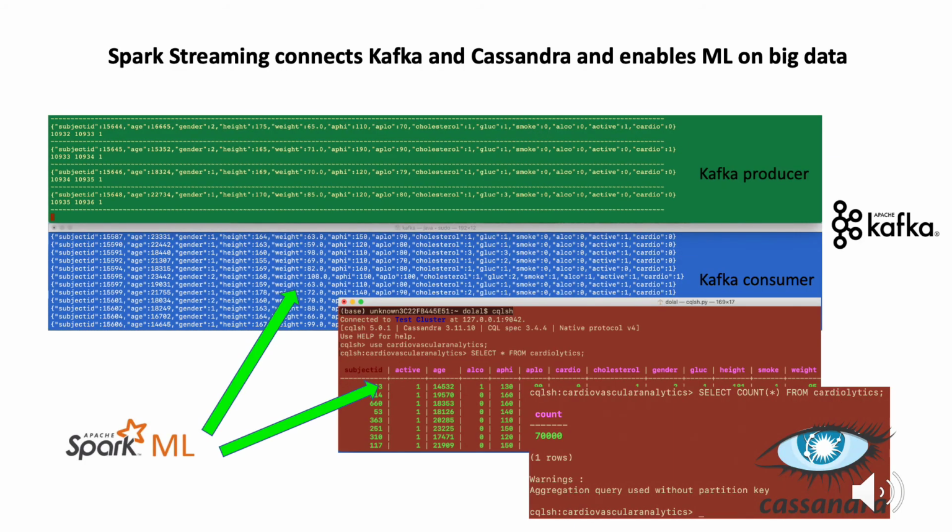The CSV formatted cardiovascular dataset is serialized as JSON events and sent to Kafka. The data is consumed from Kafka by Spark, which writes it to Cassandra for storage. Another Spark instance reads in the data from Cassandra and performs the classification task.